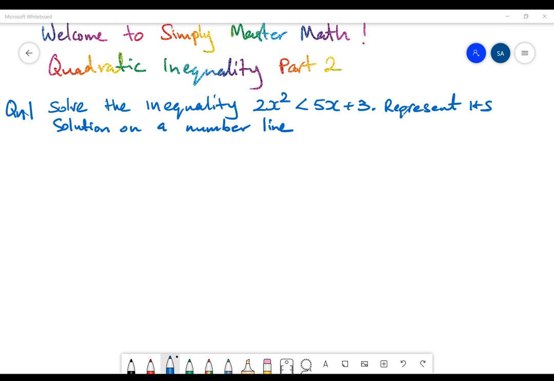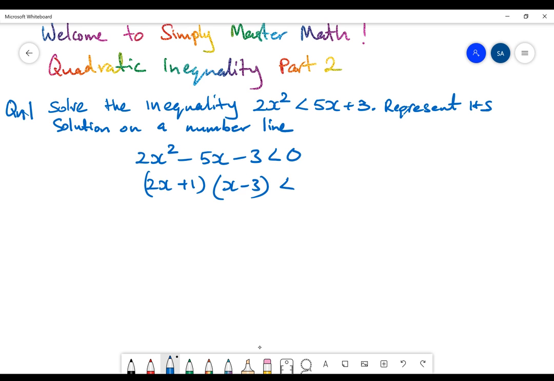Now, over here, what we need to do first is rewrite the inequality such that its left-hand side is in the form of ax squared plus bx plus c, and the right-hand side is 0. So it should look like this. Next step is to factorize the quadratic equation, and you end up with 2x plus 1 and x minus 3. You can use your shoelace method or cross table method to arrive at this answer.